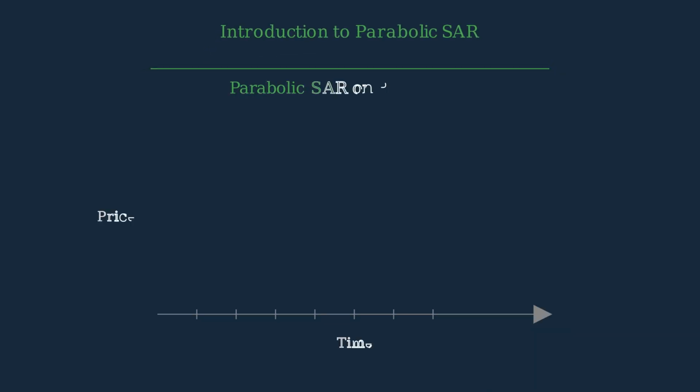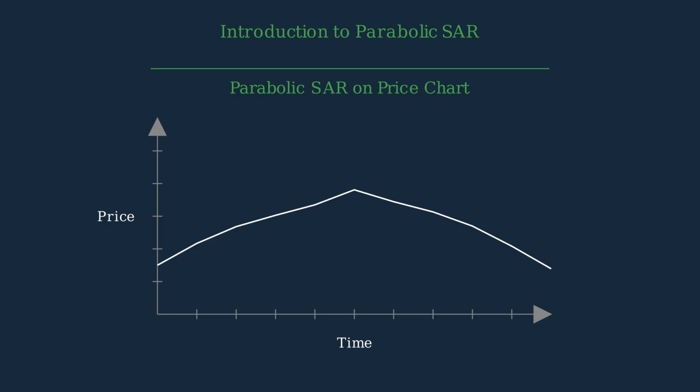On a price chart, the parabolic SAR appears as a series of dots placed either above or below the price bars. During an uptrend, the SAR dots appear below the price, creating a parabolic curve-like pattern. When the price trend reverses, the SAR dots flip to the opposite side of the price. During a downtrend, the dots appear above the price, continuing their parabolic pattern.